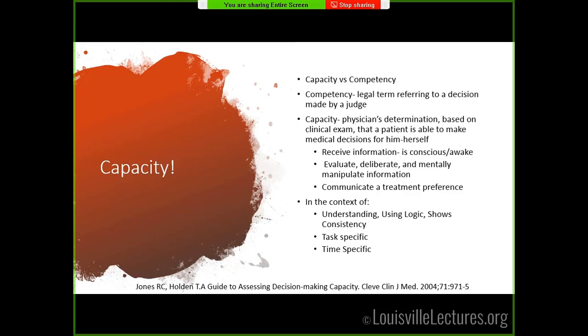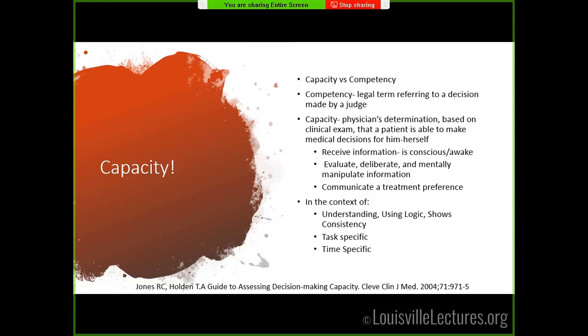Competency is a legal term, and so folks have to have appeared before a judge, have gone through an entire legal process to be declared competent or incompetent. And then quite often those folks are going to have someone like a state-appointed guardian or a family member who's been appointed by the state to help provide legal or material advocacy for them, to be the person making their decisions for them, as opposed to capacity, which is something that we can assess at the bedside.